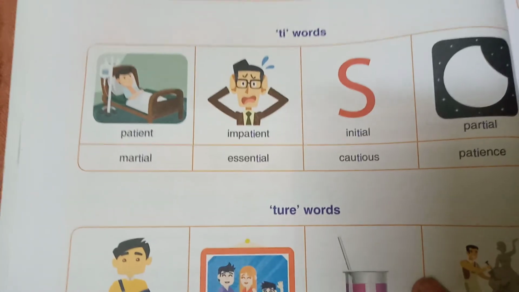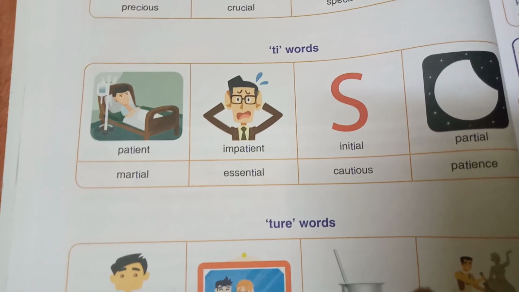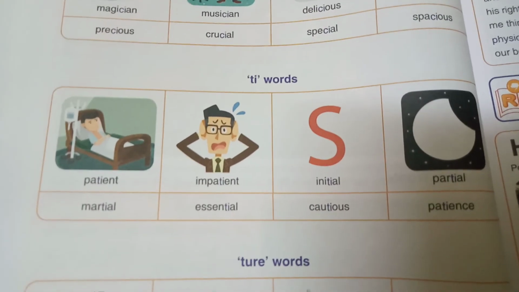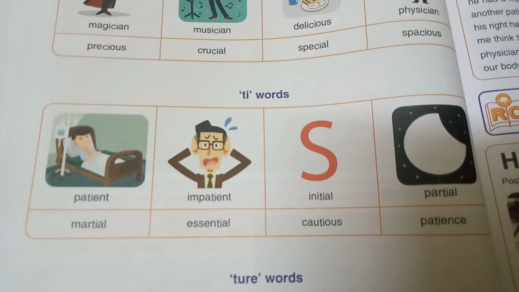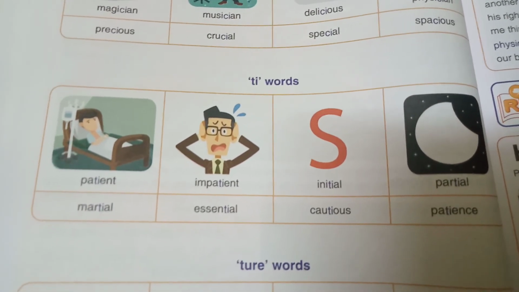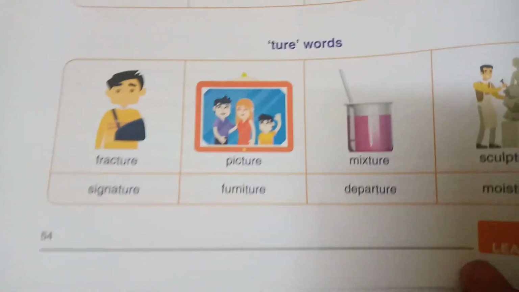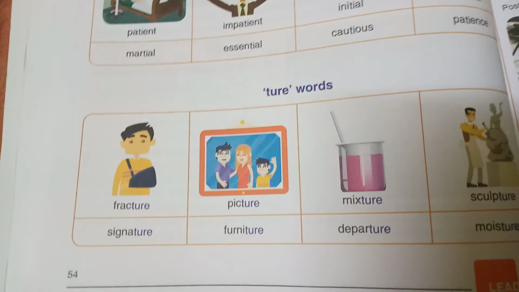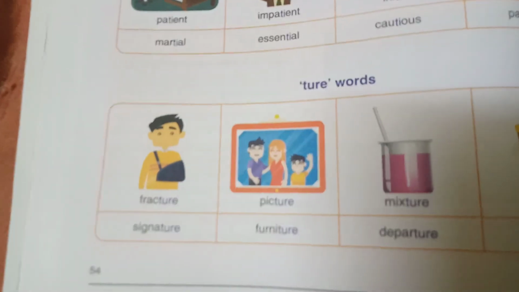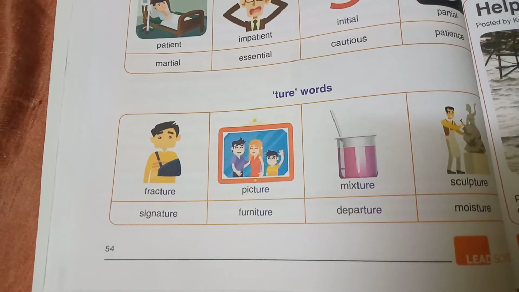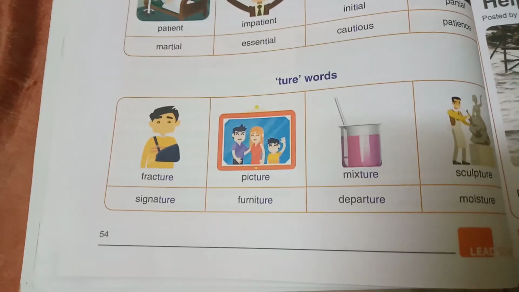Okay. Next is martial, patient, impatient, TI. TI also sound is coming. Impatient, initial, partial, essential, cautious, patient. Fracture, that is TURE, chur sound. Fracture, picture, mixture, sculpture, signature, furniture, departure, moisture.